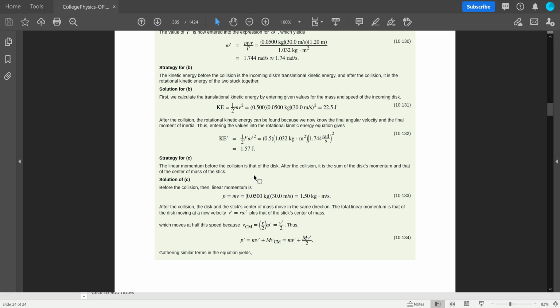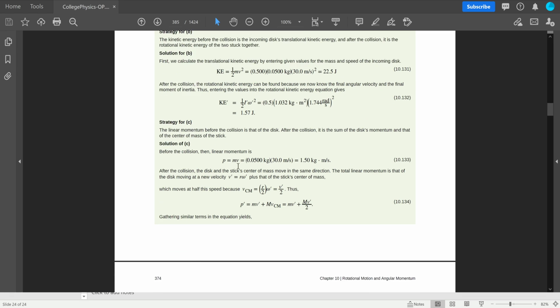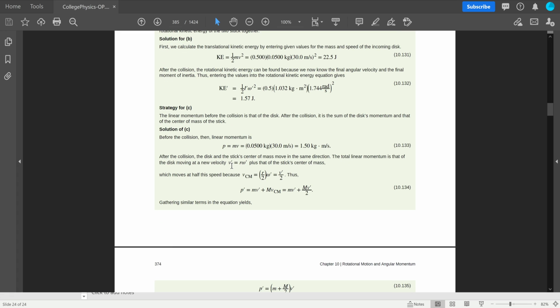So for C, find the linear momentum before and after the disk collision. So p is equal to mv. We have the mass of our disk, 0.05 kilograms, and our velocity of it, 30 meters per second. So that gives us 1.5 kilograms meters per second. But after the collision, the disk and the stick center of mass move in the same direction. The total linear momentum is that of a disk moving at a new velocity v prime, which is equal to r omega prime, plus that of the stick center of mass, which moves at half the speed because our velocity of our center of mass is equal to r over 2 times omega prime, which is v prime over 2.